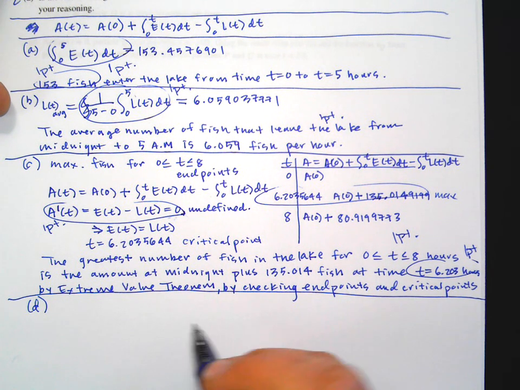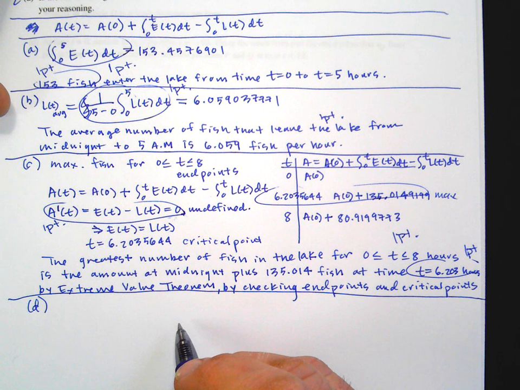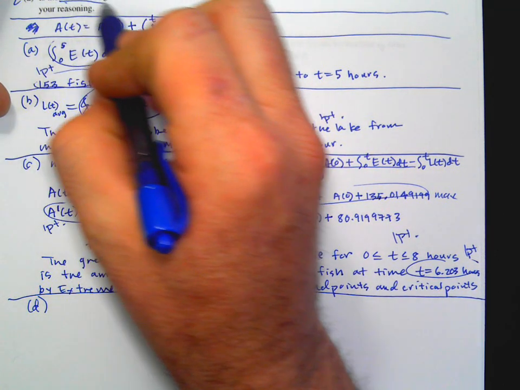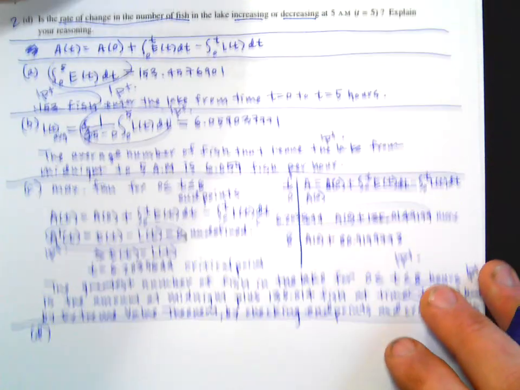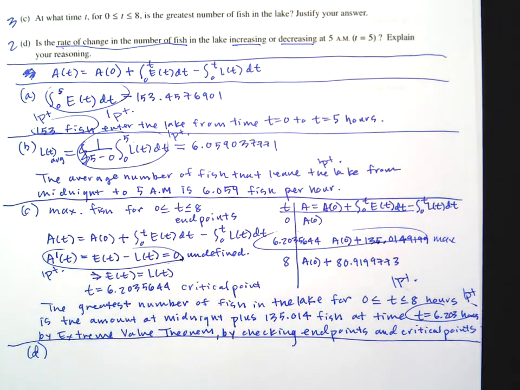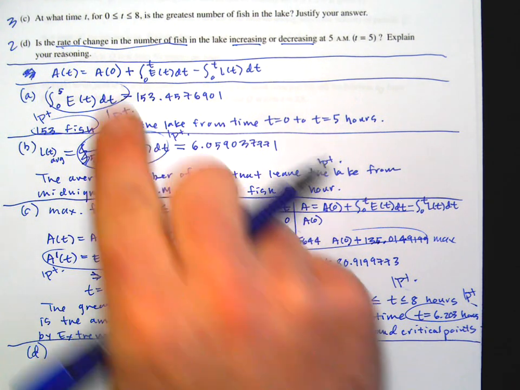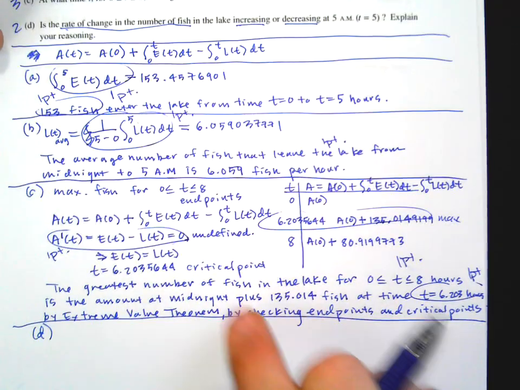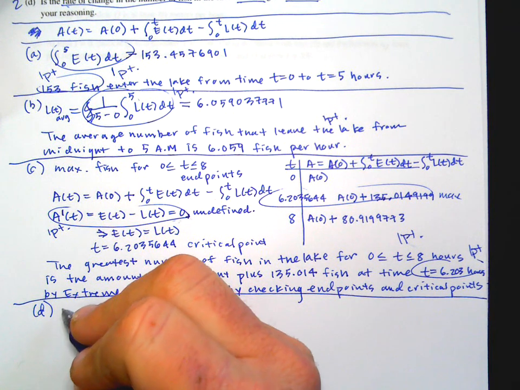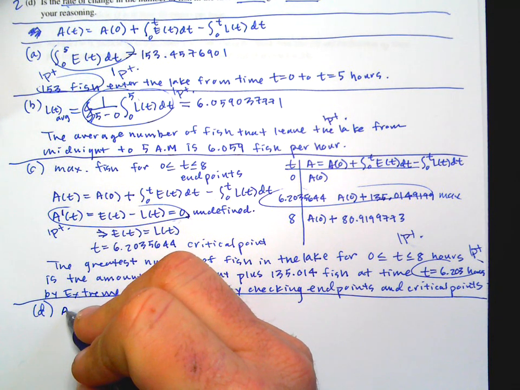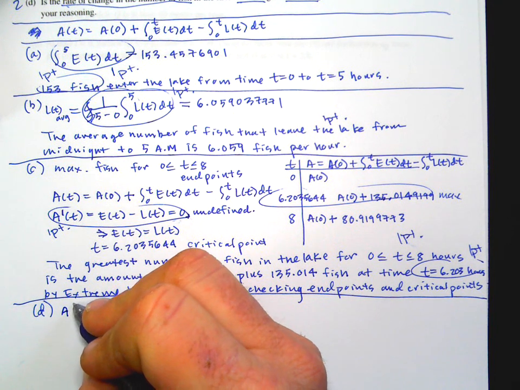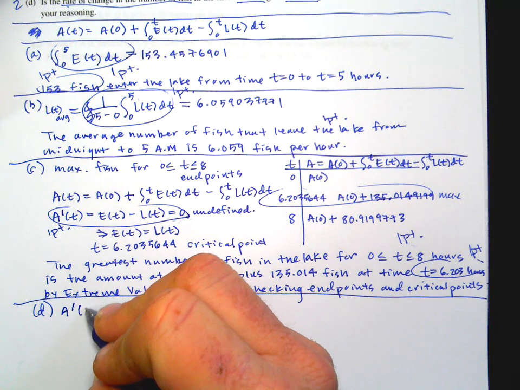D says, is the rate of change in the fish in the lake increasing or decreasing at 5 a.m.? Explain your reasoning. Now it says, is the rate of change increasing or decreasing? So if they ask you if something's increasing or decreasing, that means the derivative of it is positive or negative. But it says, is the rate of change. So we're looking for the rate of change of the number of fish. So the rate of change of the number of fish is A prime.